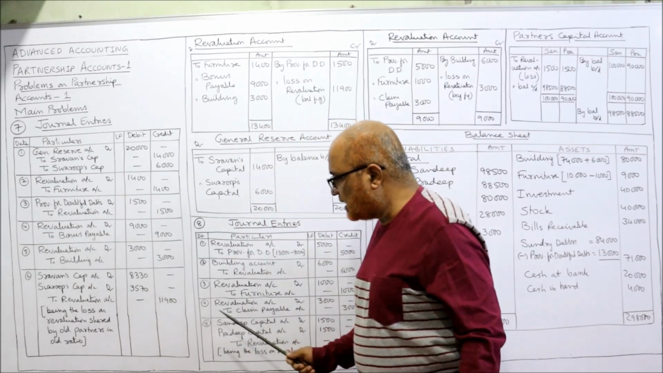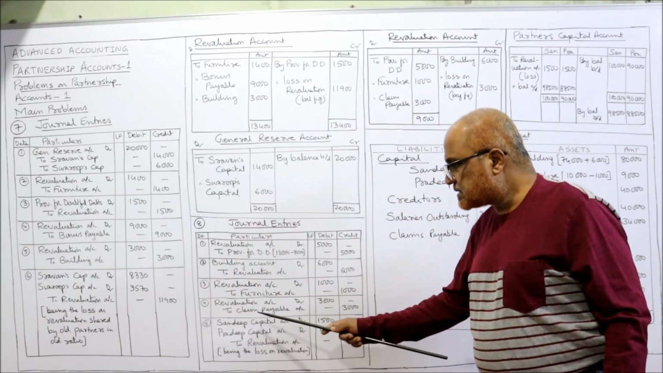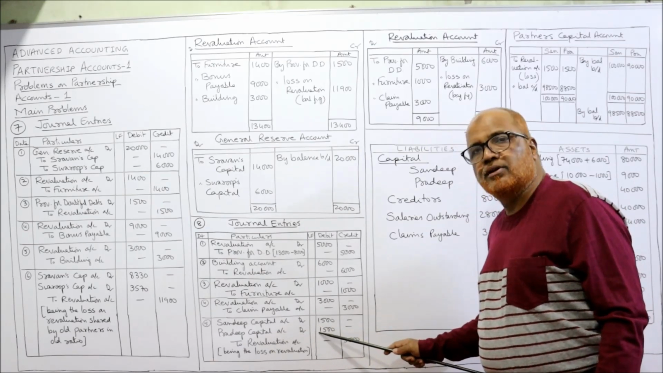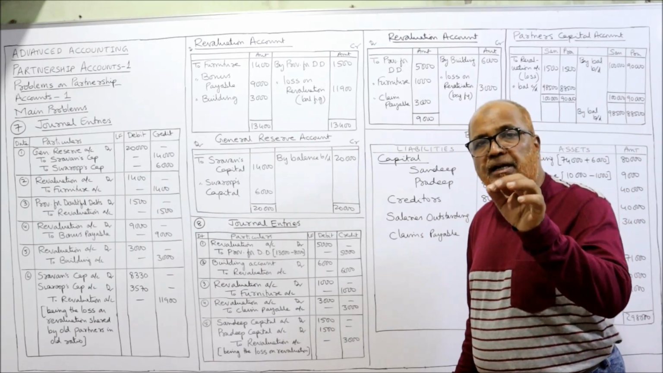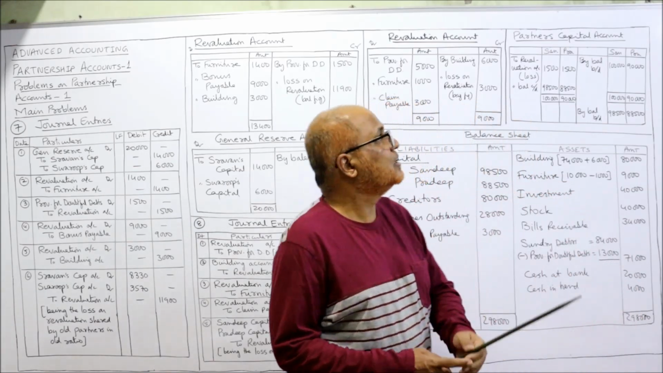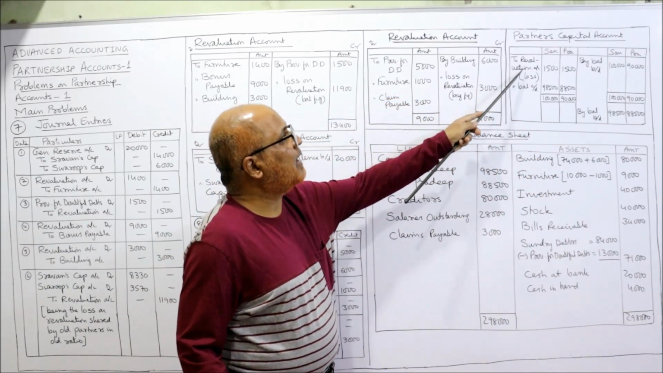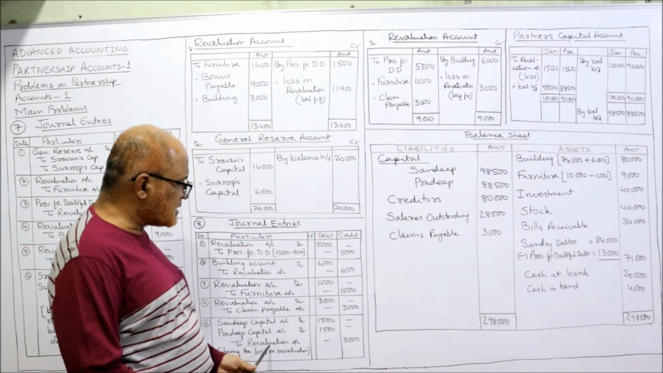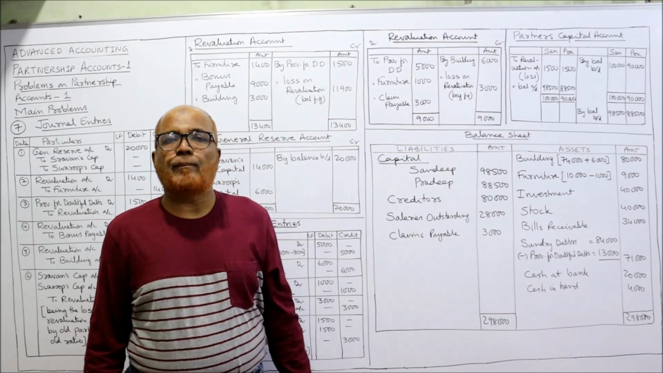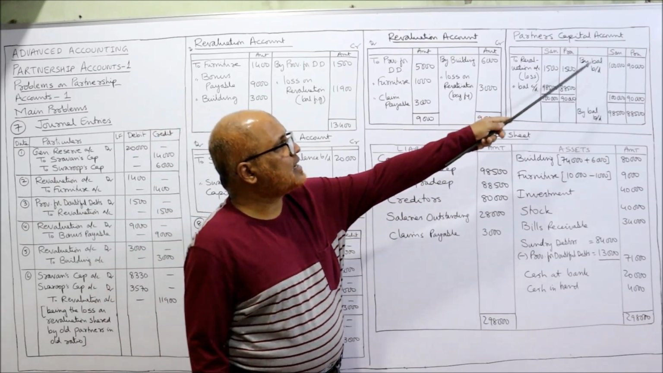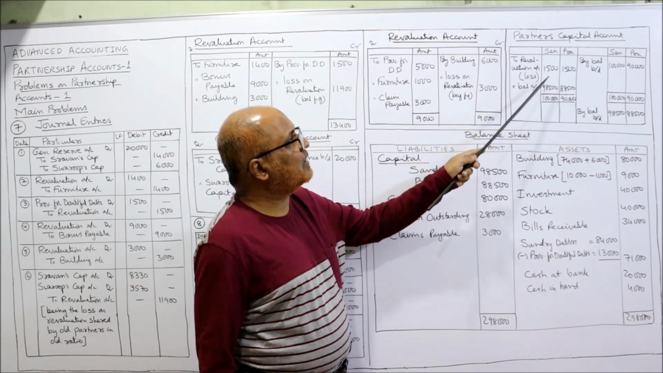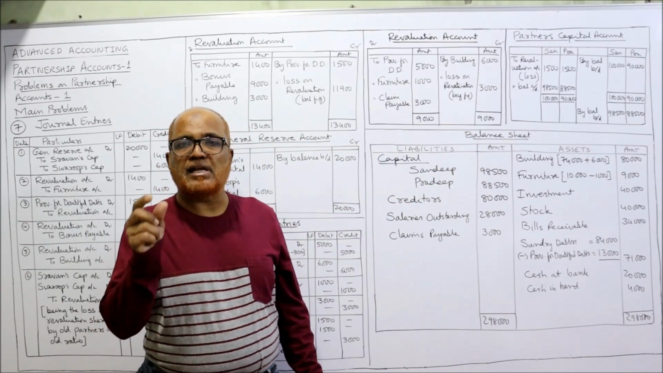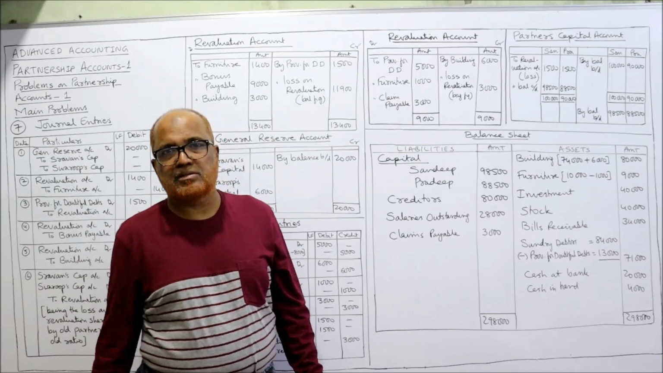Now we post this last entry. Last entry, Sandeep capital account debit, Pradeep capital account debit. Both the capital accounts should be debited, revaluation. So here, debit side to revaluation loss 1,500, 1,500. We have posted this last entry. Now find out the balancing figure. Now credit side 1 lakh. 1 lakh minus 1,500, 98,500 is the capital of Sandeep after adjustments.